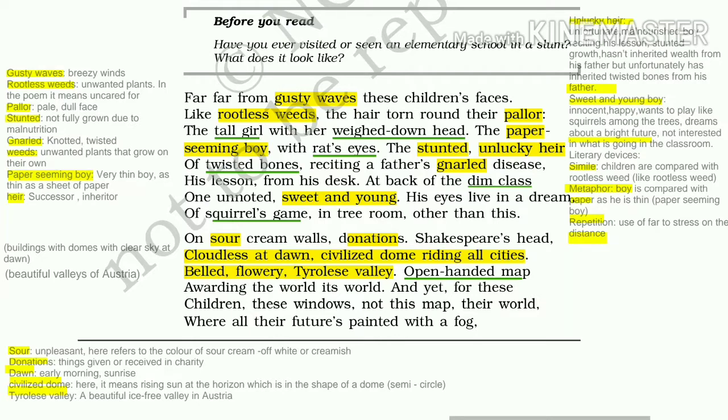I hope this stanza is clear to you. Now let us move forward to the next stanza.